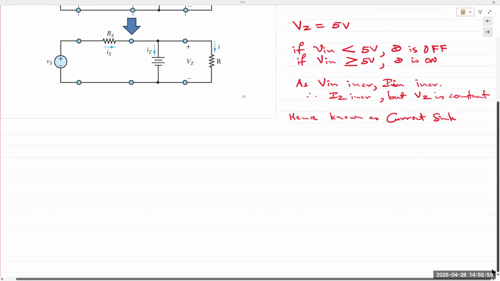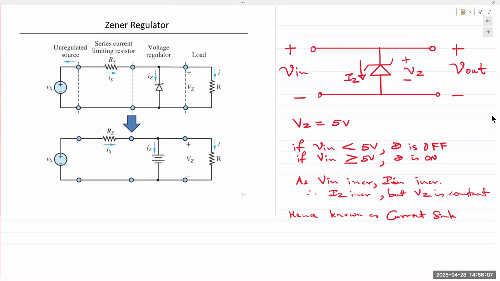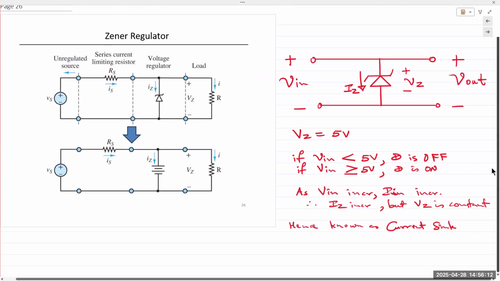Okay, so that was an idealized version. One of the important questions being asked was, if we are increasing the current from the input and the Zener diode is taking everything, what is going to the output? Well, that's where the resistors come in. Now, the Zener diode has two most important and fundamental ratings. One is the Zener voltage. The other one is the Zener power, PZ. PZ is the maximum power the Zener diode can handle.